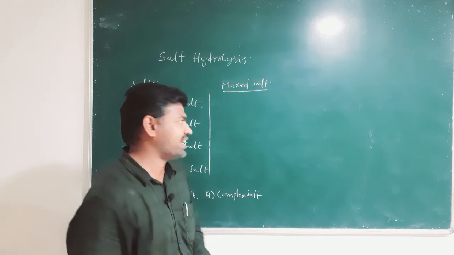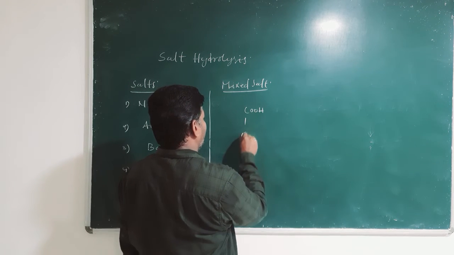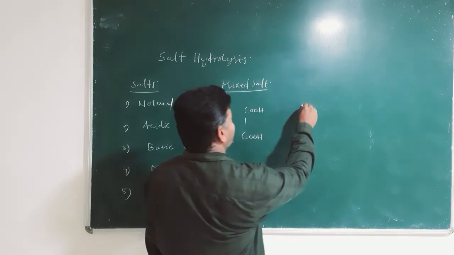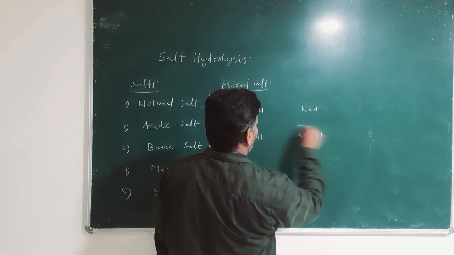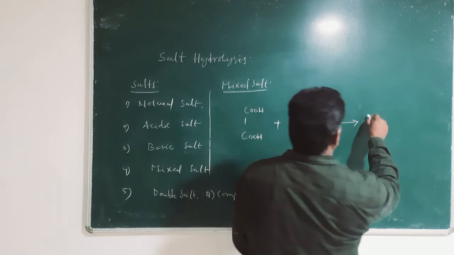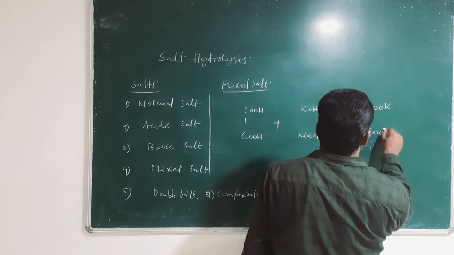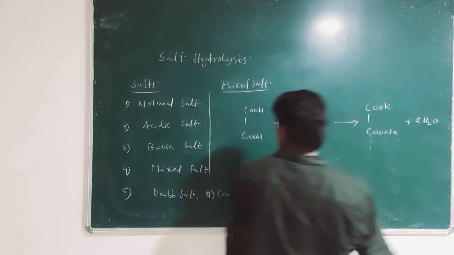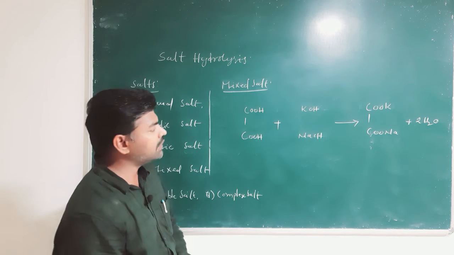For example, if you take oxalic acid, this is the one acid. When it combines with two bases, that is KOH and NaOH, it forms COOK, COONa plus 2H2O. This is called mixed salt.